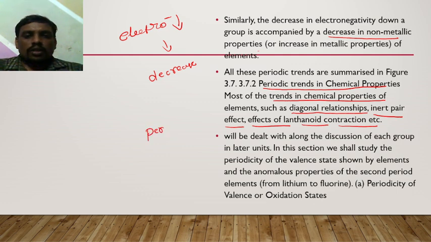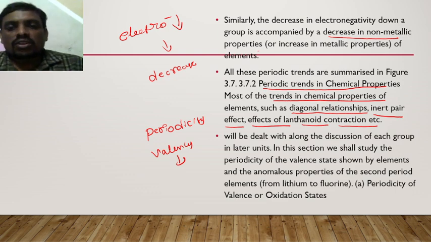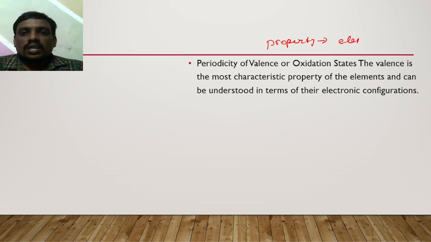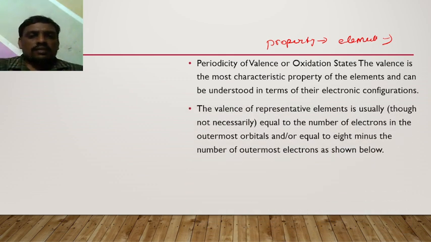We are going to see the periodicity of valency states shown by elements and the anomalous properties of the second period elements, from lithium to fluorine. Periodicity of valence or oxidation states. Valency is the most characteristic property of the elements. It can be understood in terms of their electronic configurations that we have seen in the previous classes.